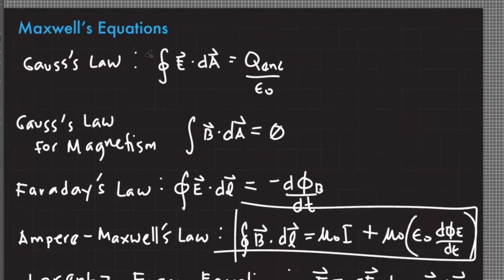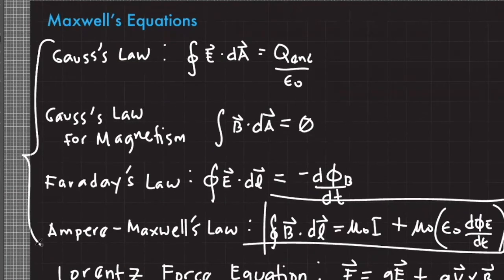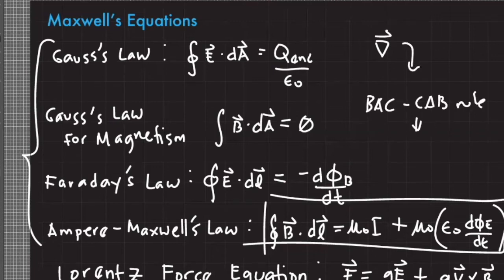Going back to these four Maxwell's equations, in higher physics you can convert each of these equations in terms of the del operator. Once you convert all of these equations, you can use the BAC-CAB rule of vector operations, and you will be able to derive the wave equation. And from the wave equation, you will have this expression: c equals 1 over the square root of epsilon naught mu naught.